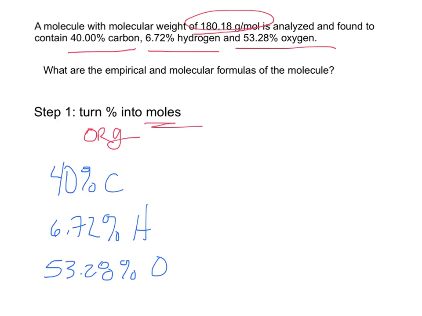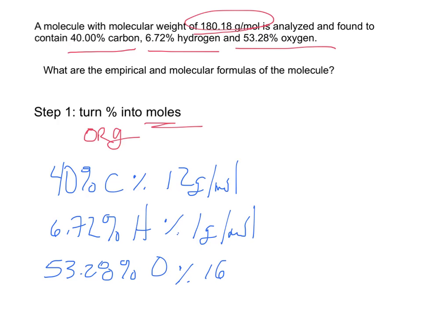Well, finding moles is simple. I go to the periodic table, and I see that the amount of grams in 1 mole of carbon is 12 grams per mole. Okay, I see that hydrogen here is 1, so I take 1 gram per mole, and oxygen here is 16 grams per mole.